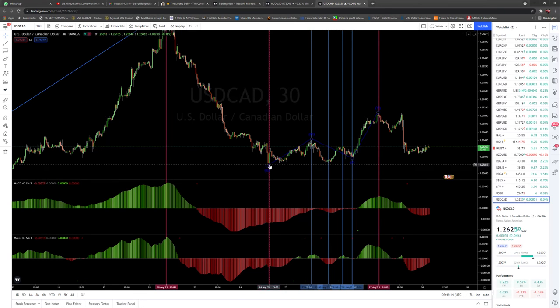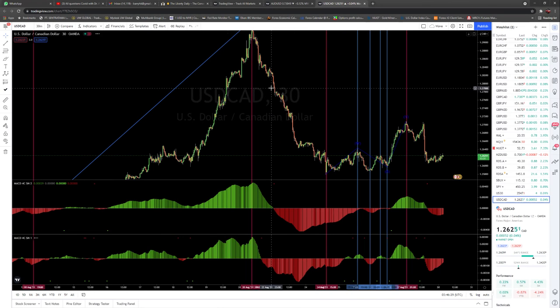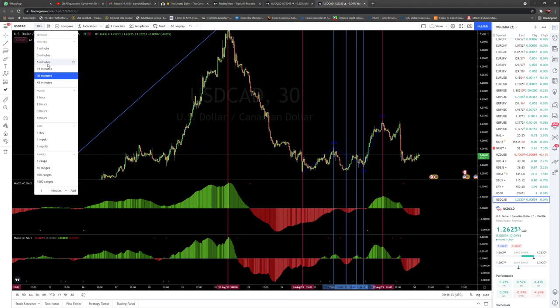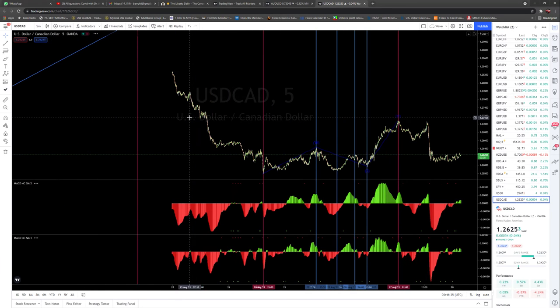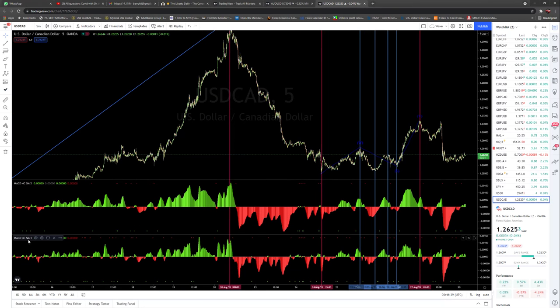Put your vertical lines, and between the two vertical lines is one piece of wave. Then within this piece of wave, go into a lower time frame to check and try to filter out. Sometimes, let's say this is 30 minutes, right? If we go to 15 minutes, what's happening? Yeah, you see this piece? This is 15 minutes.